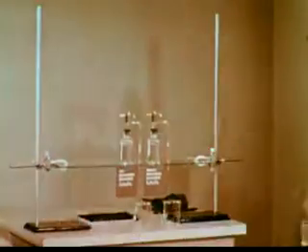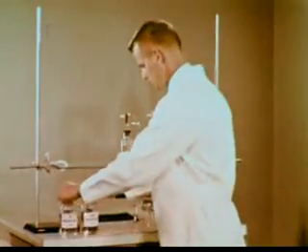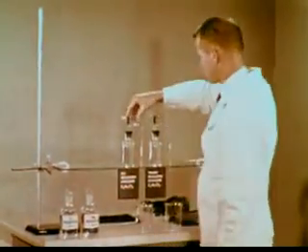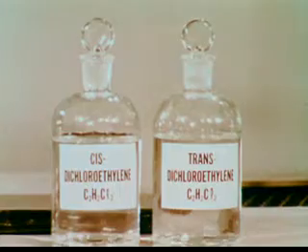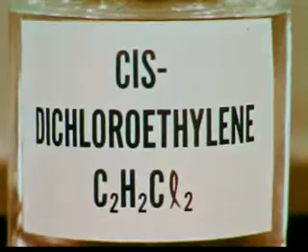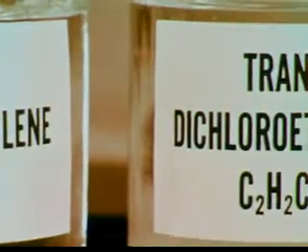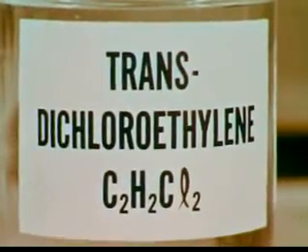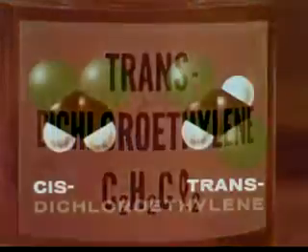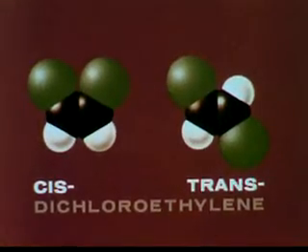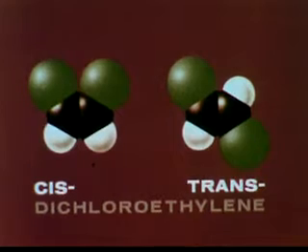To test our model of molecular dipoles, let's see if we can predict the effect of shape on the polarity of molecules. Here are two forms of dichloroethylene. One is called cis-dichloroethylene. The other is called trans-dichloroethylene. They have the same formula, but their structures are different. How will their differences in structure affect their behavior?